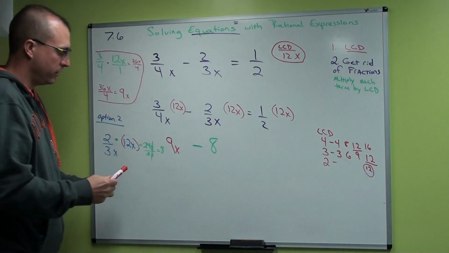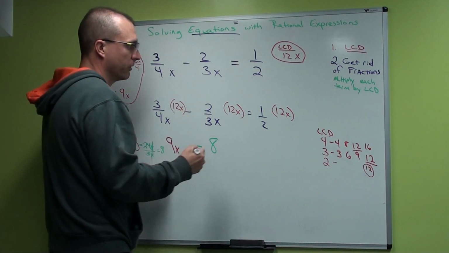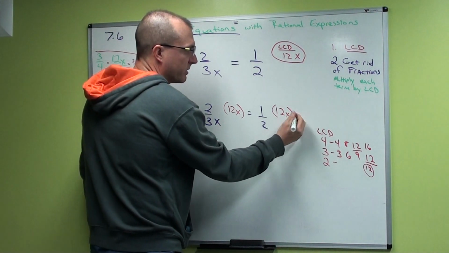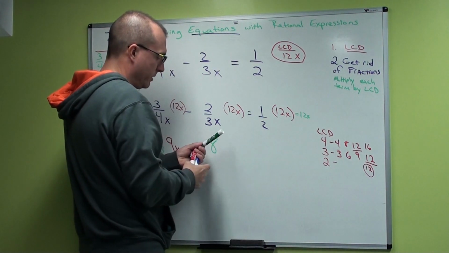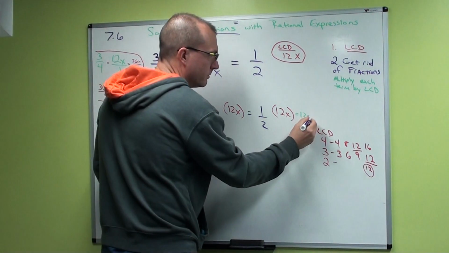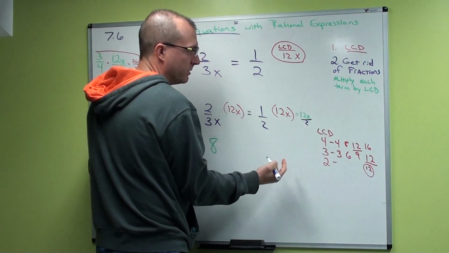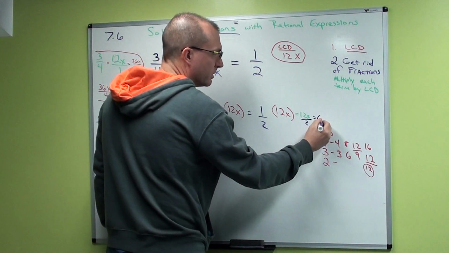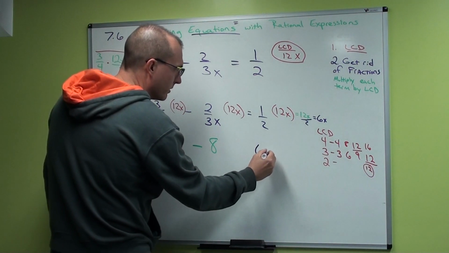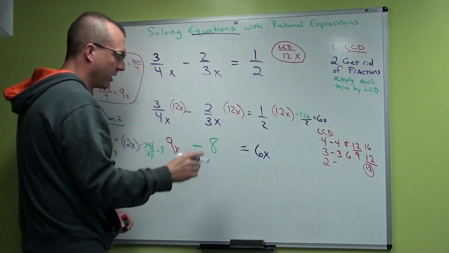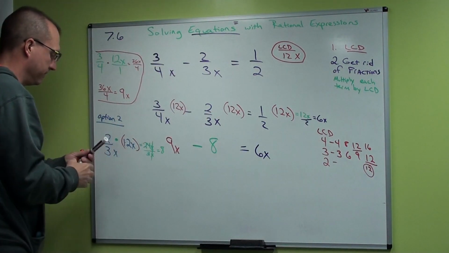And then we do this one. I'm going to do this one over here on the board. 1 times 12x equals 12x. Let's divide it by that 2. 12x divided by 2 is 6x. So I'm going to bring my 6x down here with an equal sign. Try to keep it lined up as best you can.